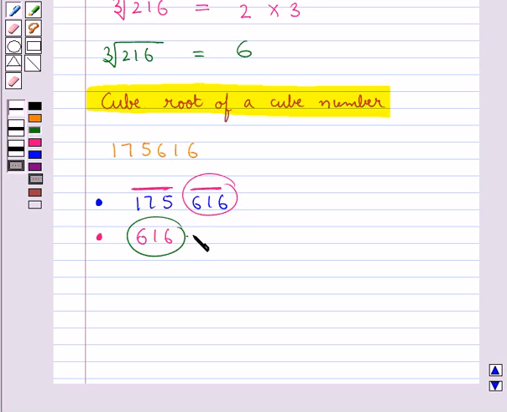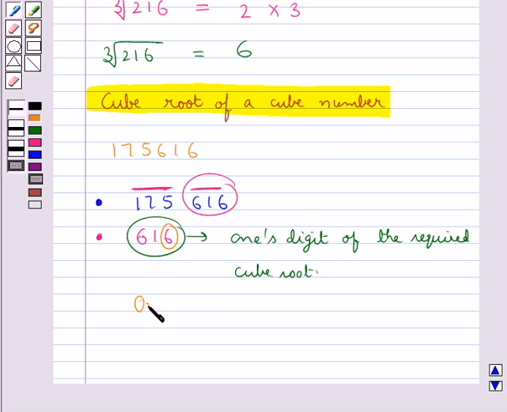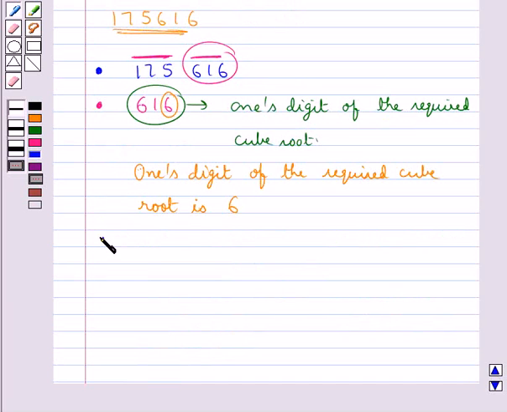Now in the next step we consider this first group, that is 616. Now this group would give us the ones digit, or you can say units digit, of the required cube root. As you can see that the units digit of this group is 6, and we know that if a number ends in 6, then the cube root of that number would have 6 as the units digit. So we say that ones digit of the required cube root, that is the cube root of the given number, is 6.